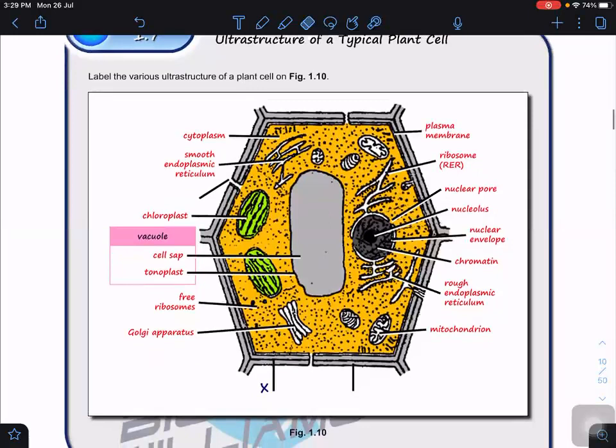How about the cell wall? This one is the cell wall. Now, how about this structure, the structure that glues? This is the first cell and this is another cell, right? The one that glues both cells together is known as the middle lamella. Can you see the center line that separates the two cells?